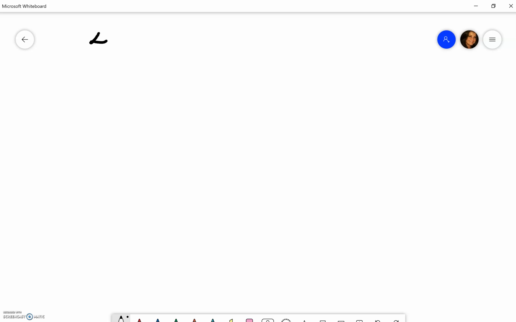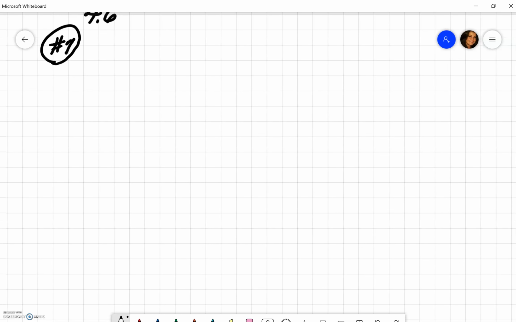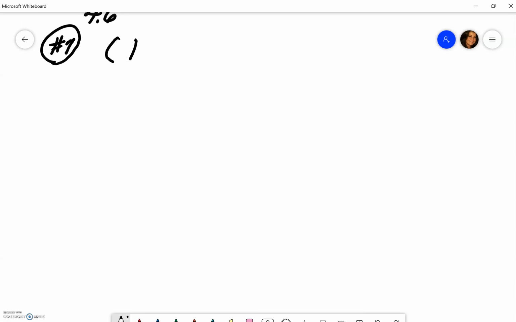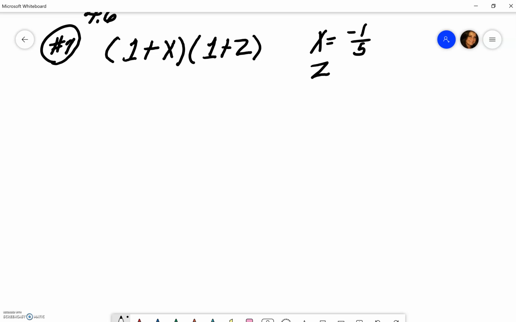Okay, we're continuing with section 4.6, and this one is number 7. So number 7, the problem is we're going to be multiplying 1 plus x by 1 plus z. Now the values they give us for x is negative 1 over 5, and the value for z is 7 over 12.